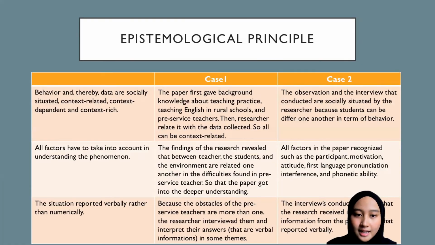And then back again, I want to address the epistemological principle. In this table on the left is the principle. First, behavior data are socially situated, context related, context dependent, and context rich. So in the first case, what I meant by socially situated is that the paper first gave background knowledge about teaching practice, teaching English in rural schools, and pre-supervised teachers. Then the researcher related it with the data collected, so all can be context related.